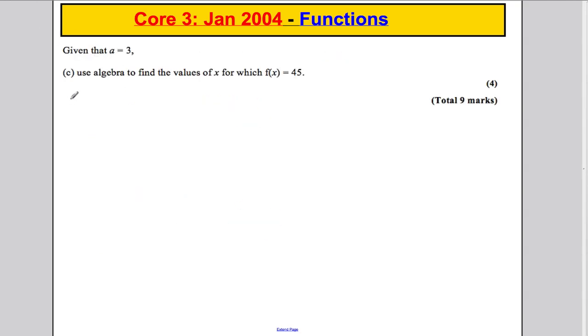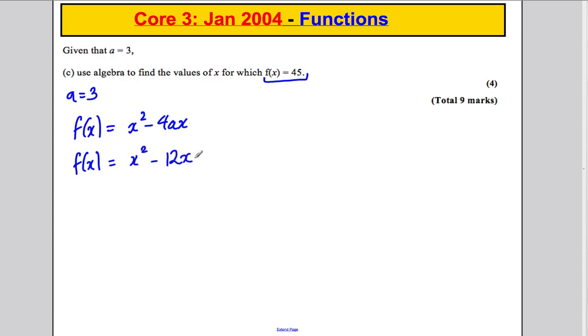And it then tells you that a is actually 3. And it says use algebra to find the values for which f of x is equal to 45. So f of x was x squared subtract 4ax. And f of x with a is 3 is therefore x squared subtract 12x.